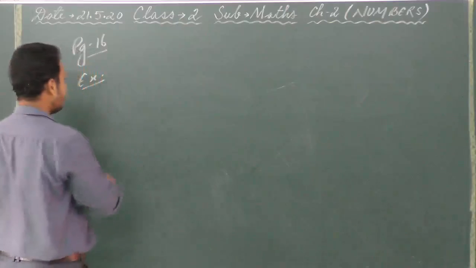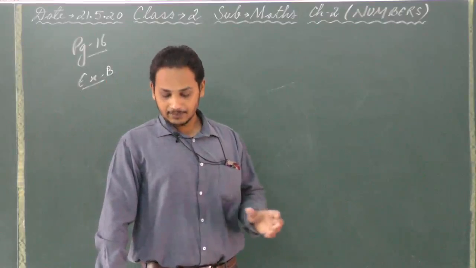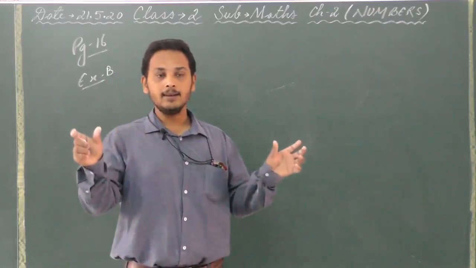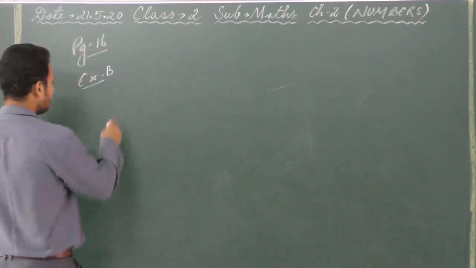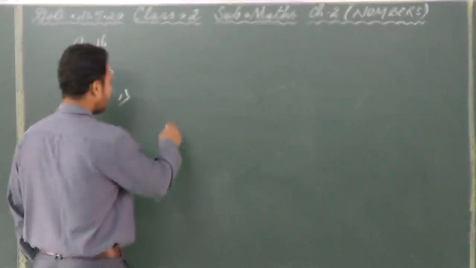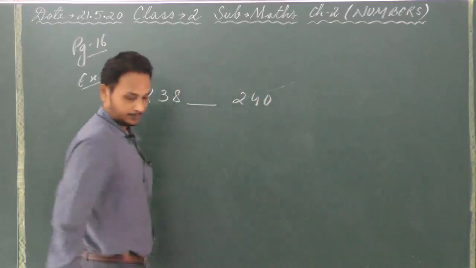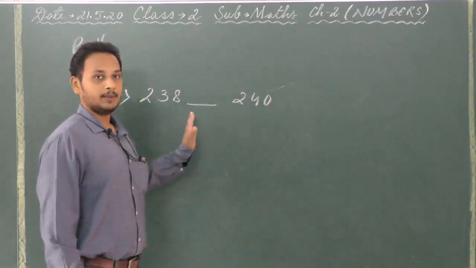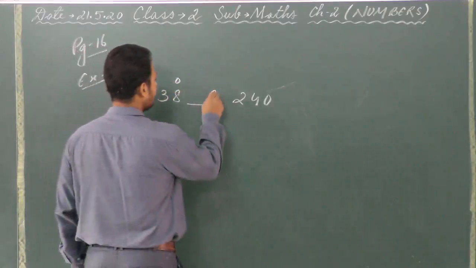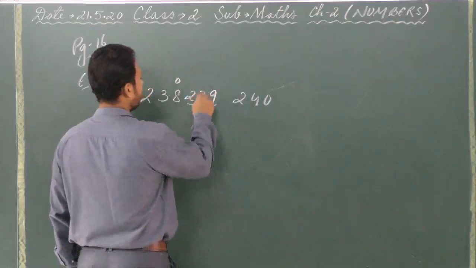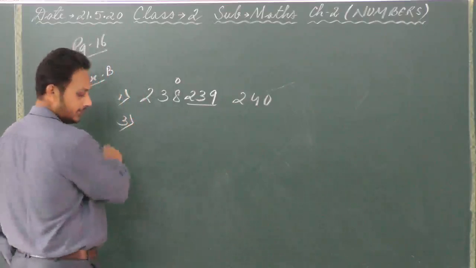Then on the same page we have exercise B. Exercise B is write the number which comes between. Two numbers are given and you have to write the number that comes between them. For example, the first one is already done for you, that is 238, then 240. Which number comes between them? You will see the number in the ones place. We have 8, so change 8 into 9. 239, then 240.